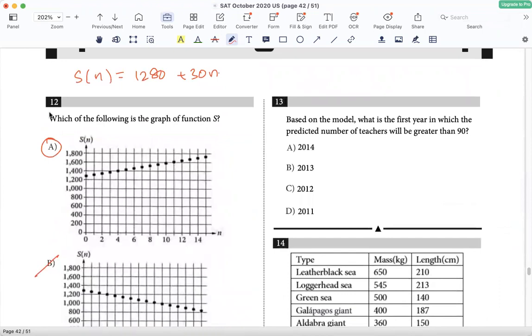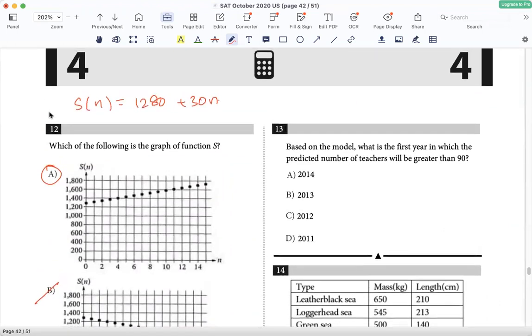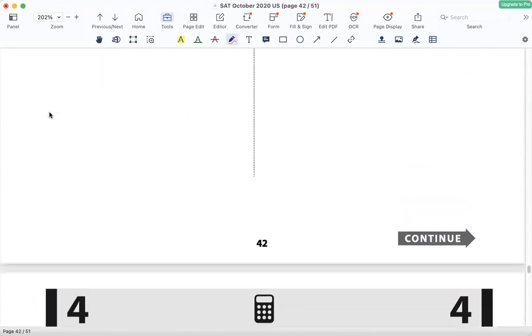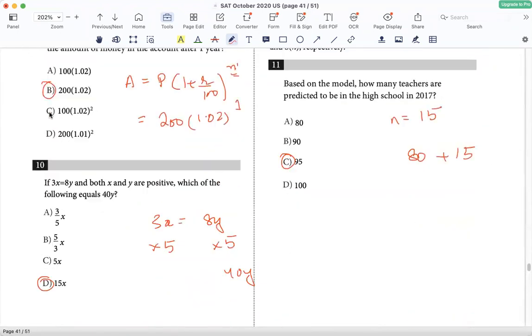Based on the model, what is the first year in which the predicted number of teachers will be greater than 90? So that's 80 plus n.